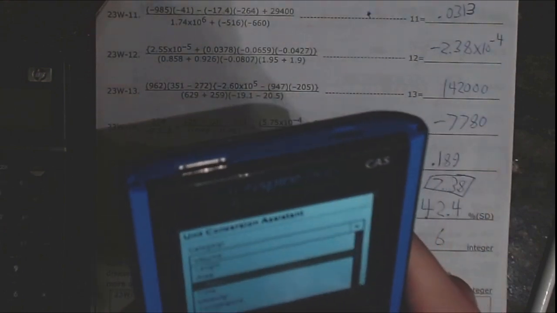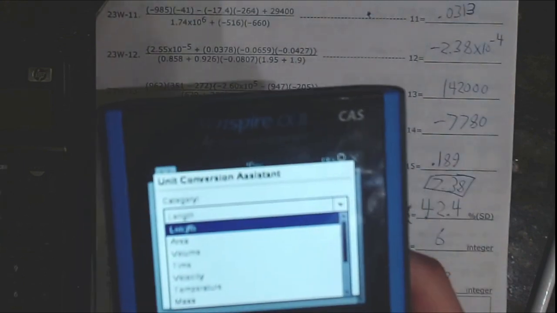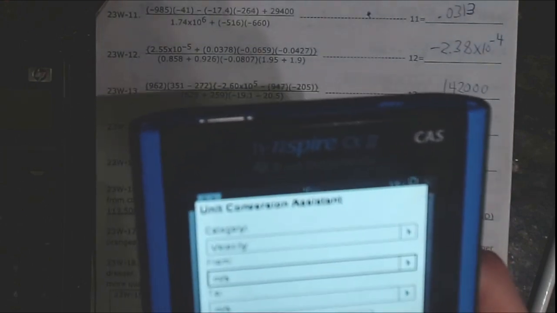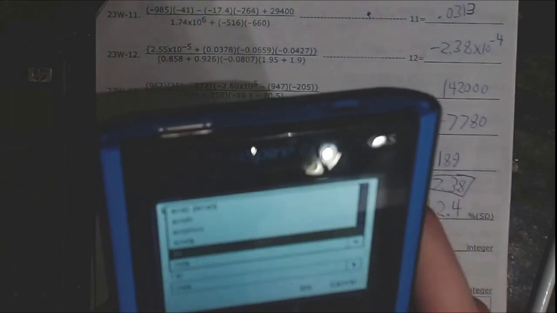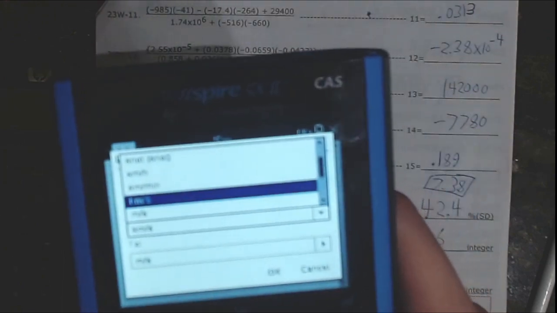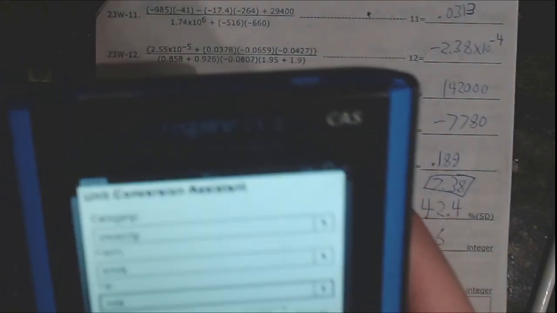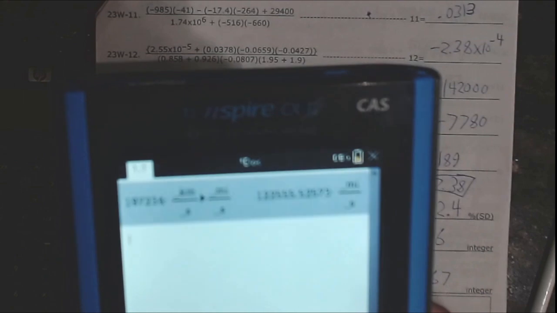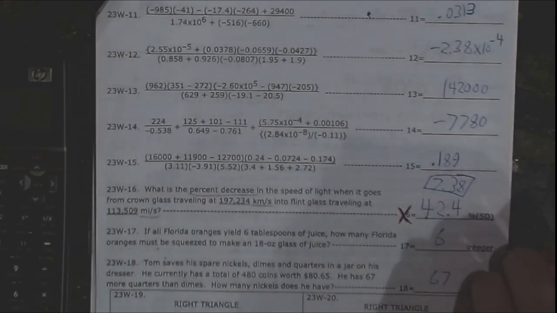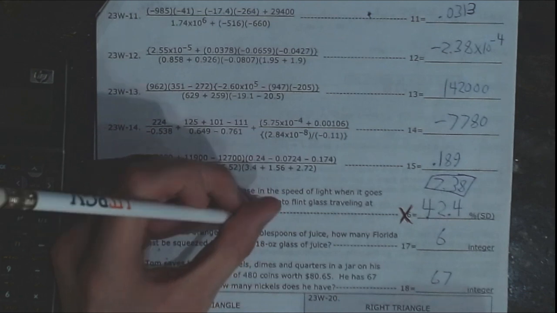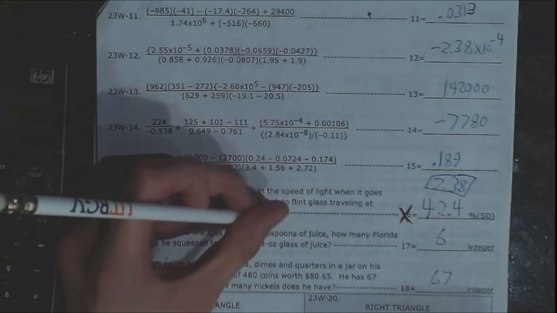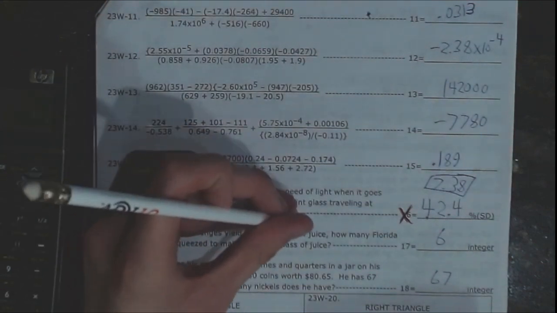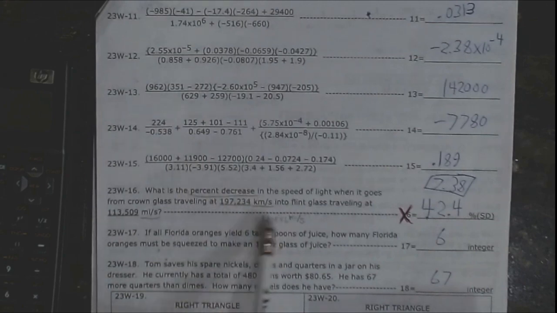And I get to choose what category of units I'm converting. There's one for velocity here. So I want to change kilometers per second to miles per second. So I'm changing from kilometers per second to miles per second. And I get about 222,556 miles per second. And so now I can compare these two values.